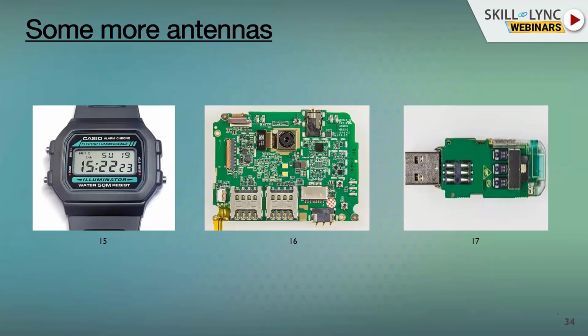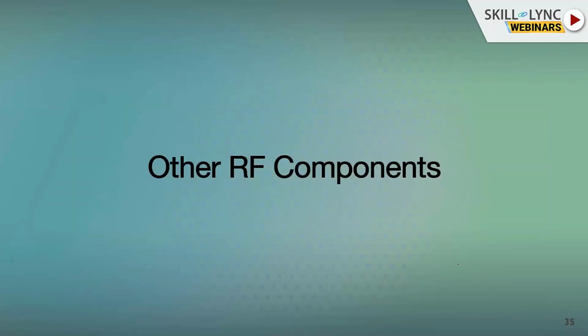Some more antennas: now smartwatches are coming up, so most of the antennas are mounted on them. In a USB dongle, you can see that small antennas are there.